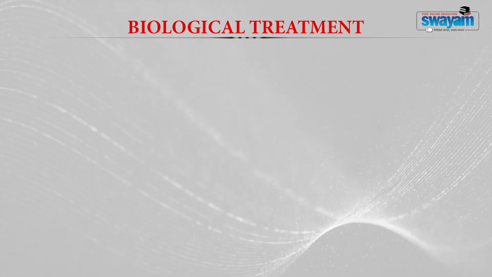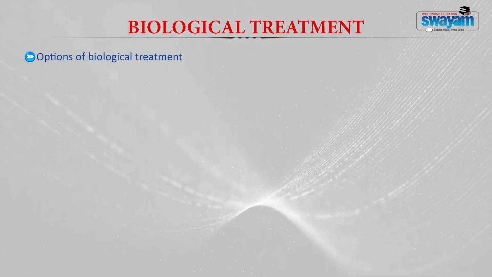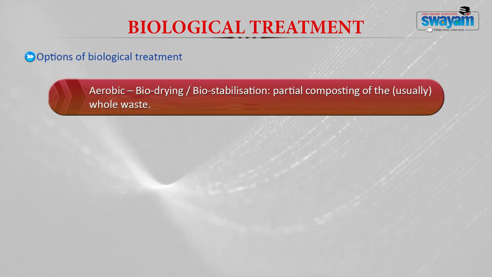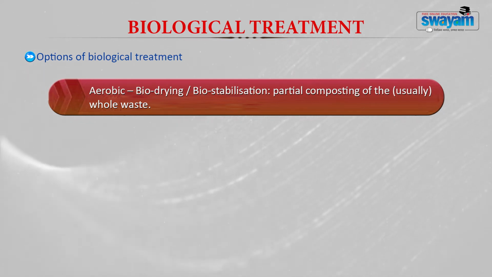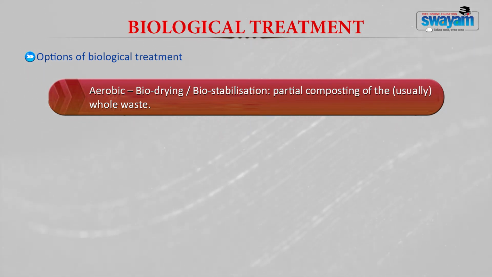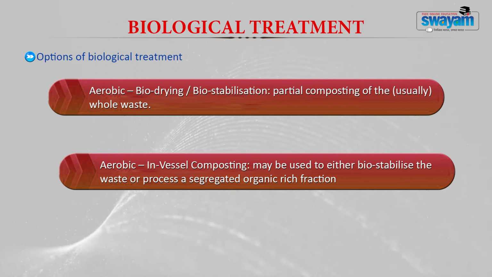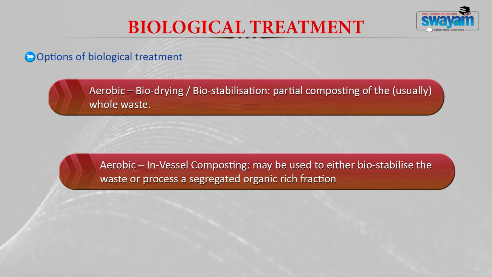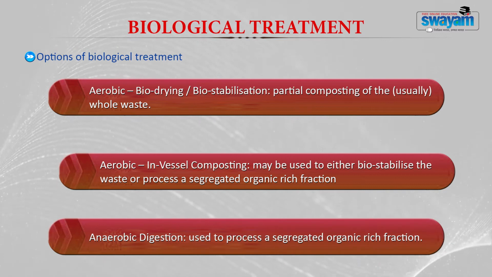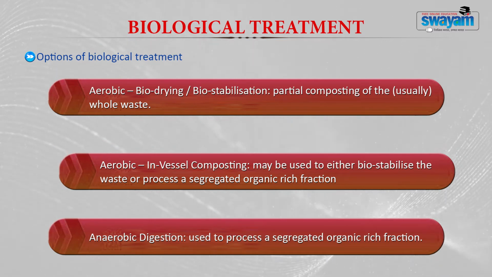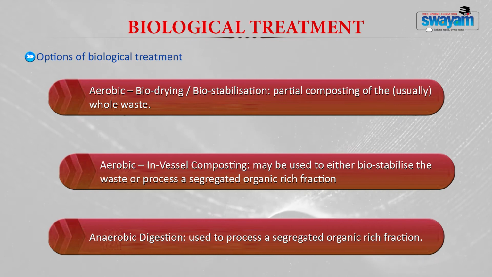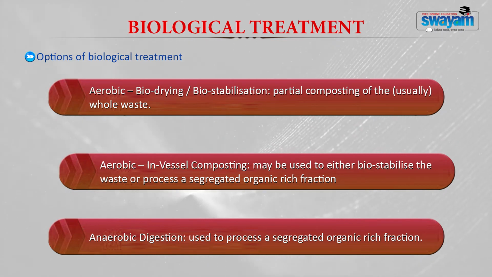As I told you earlier, the different options used for biological treatment are bio drying, or biostabilization, where partial composting is done for the entire waste and then it is dried. The second option is the aerobic process or in-vessel composting, which is again used to biostabilize the waste or process a segregated organic rich fraction. The third option is anaerobic digestion, again used to process a segregated organic rich fraction. Each of these processes we will discuss in detail.